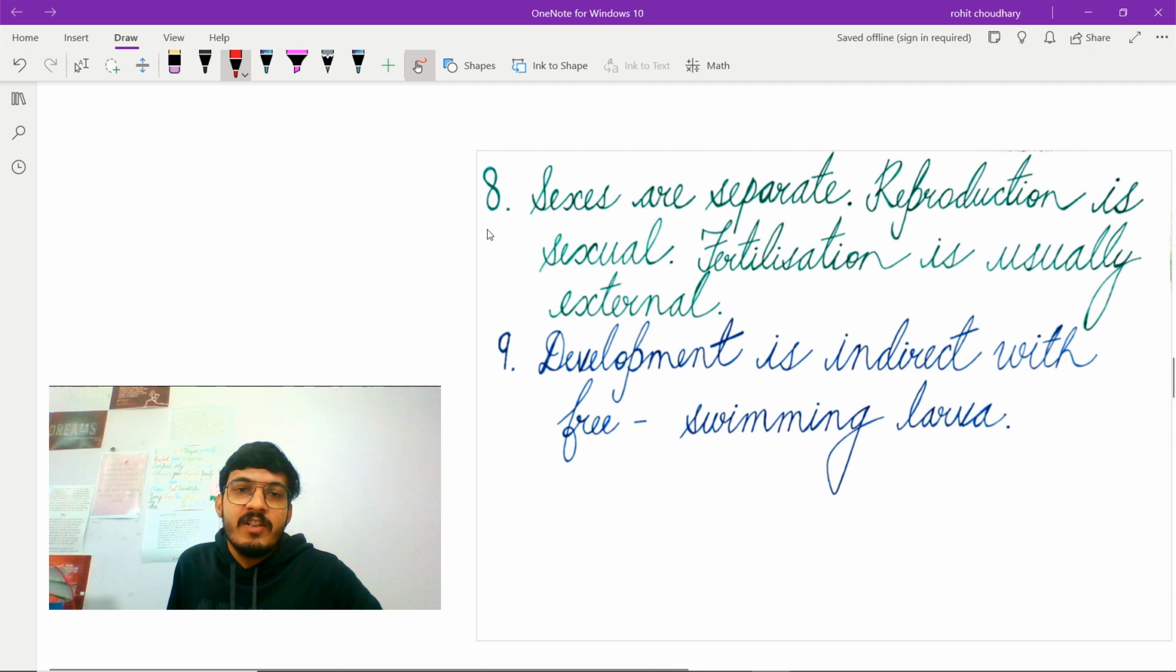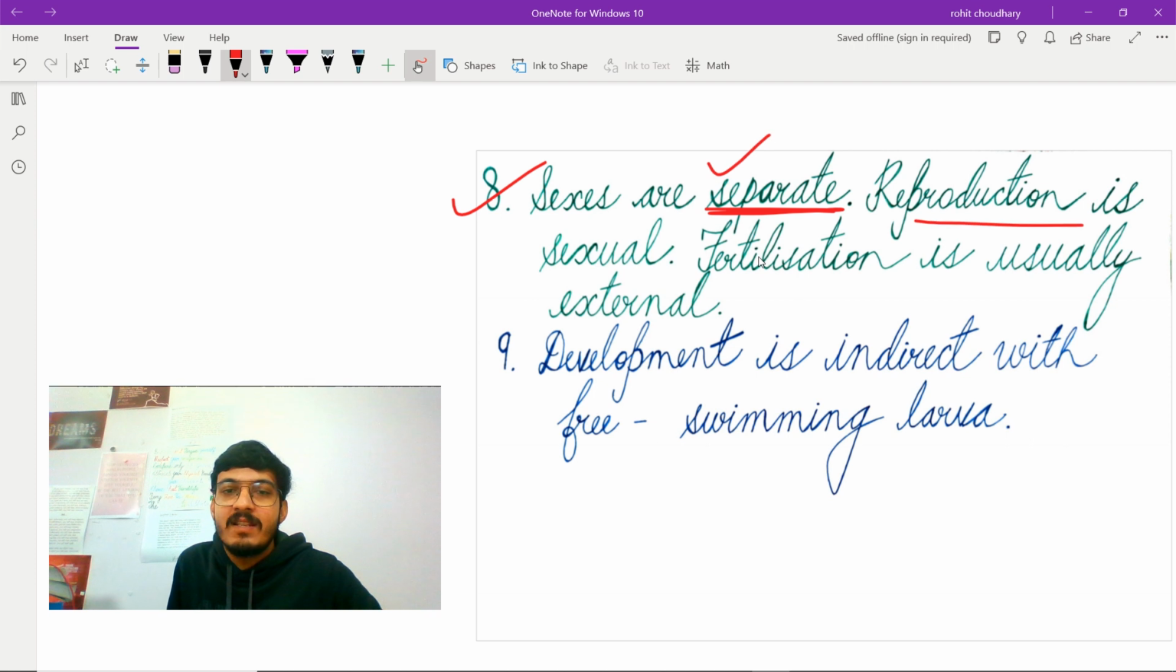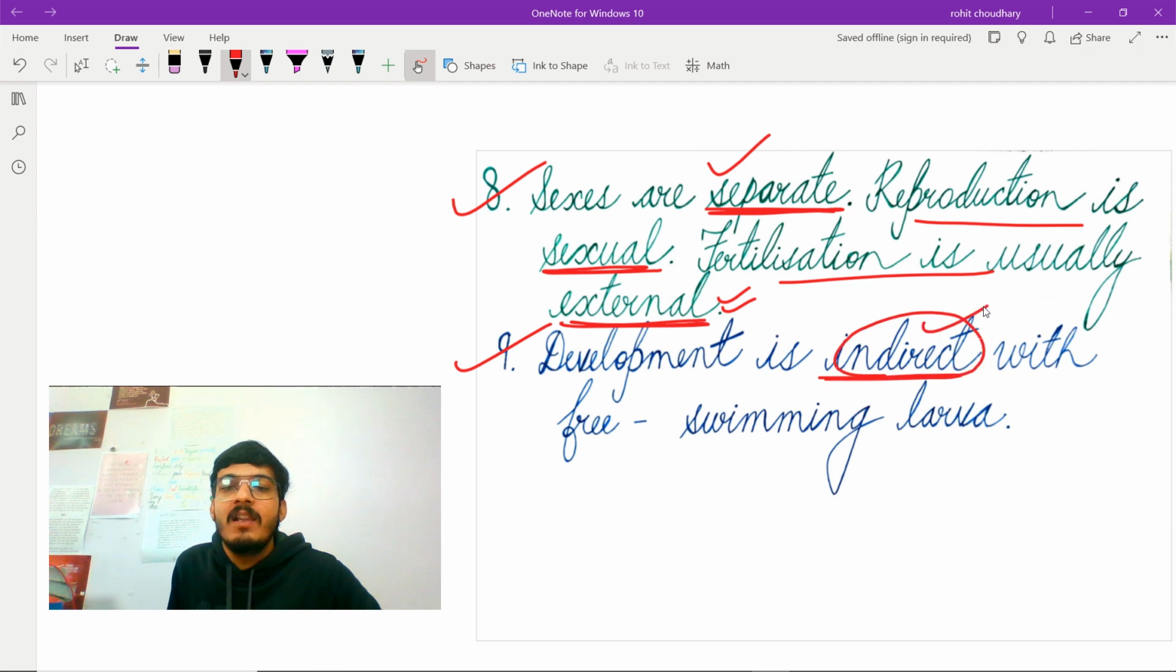The next feature is sexes are separate, that means they are dioecious. Reproduction is sexual, and the fertilization is usually external. External means outside the body in the water. The next feature is development is indirect. Indirect development means larval stages will be involved.